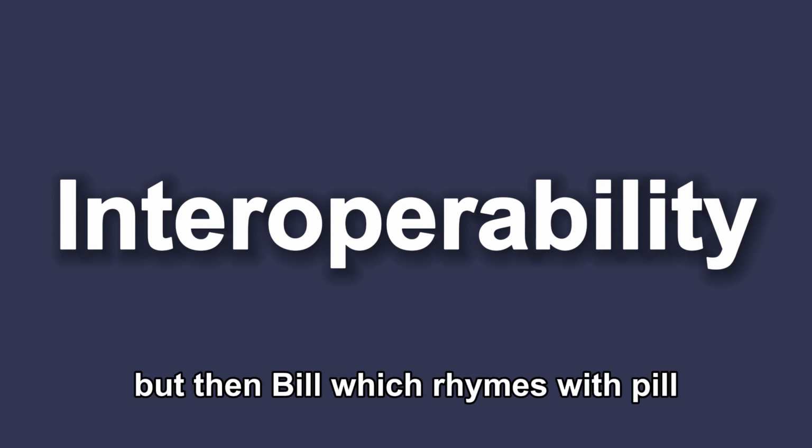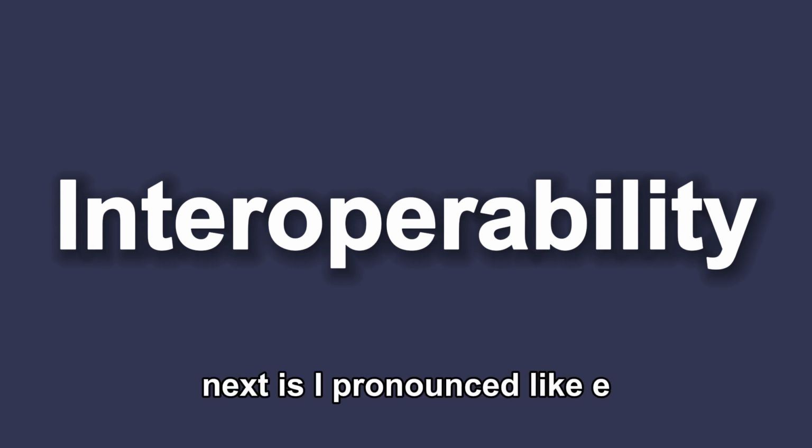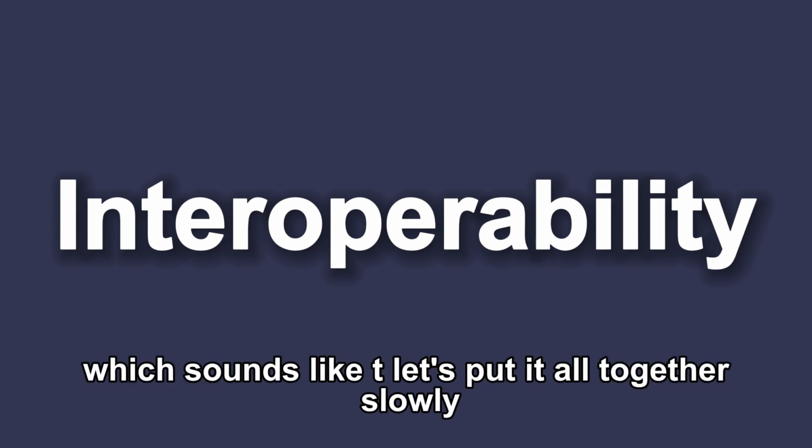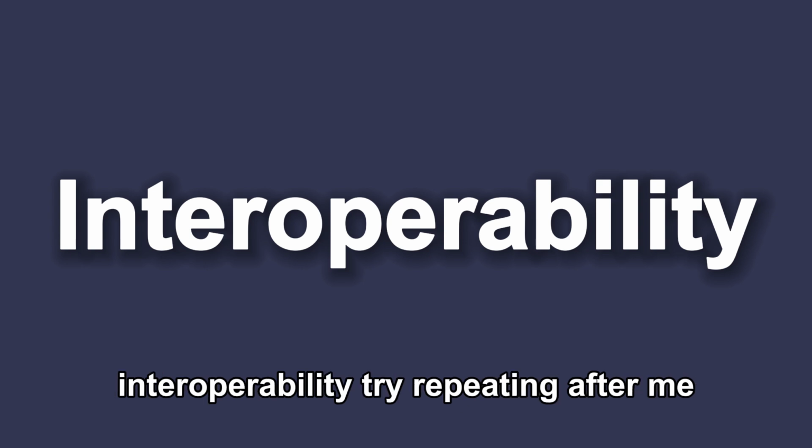Then bill, which rhymes with pill. Next is i, pronounced like E, as in see. Finally, ty, which sounds like tea. Let's put it all together slowly.